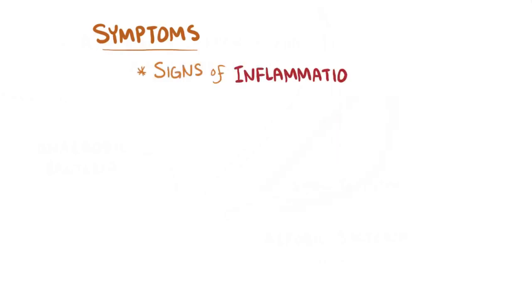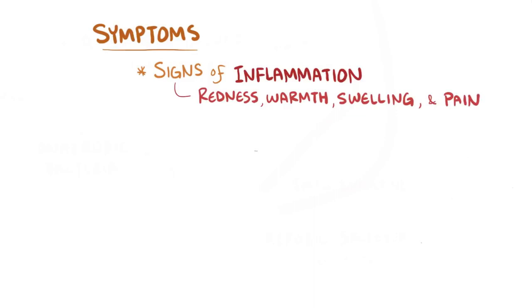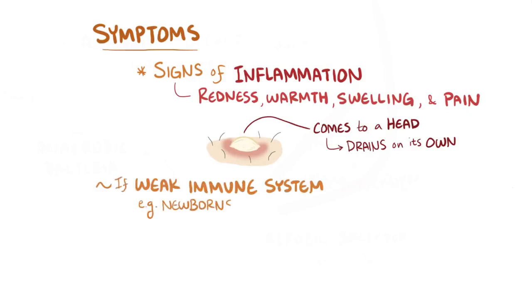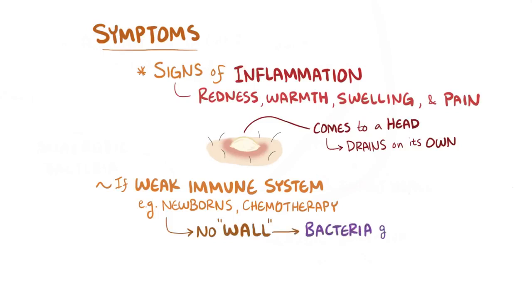As far as symptoms go, abscesses typically cause signs of inflammation, which are redness, warmth, swelling, and pain. For abscesses on the skin, they often come to a head over time, where the tissue overlying the abscess breaks down, allowing it to drain out by itself. People with weakened immune systems, like newborns and those undergoing chemotherapy treatment for cancer, are at particularly high risk because they're not able to wall off the infection, which allows the bacteria to get out of the tissue and into the bloodstream. In these situations, symptoms can also include fever and vomiting.